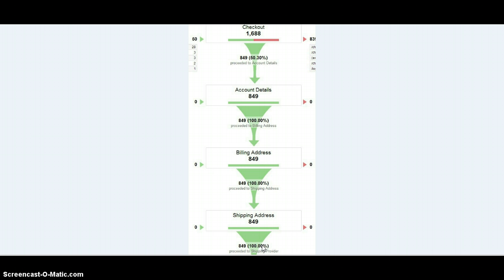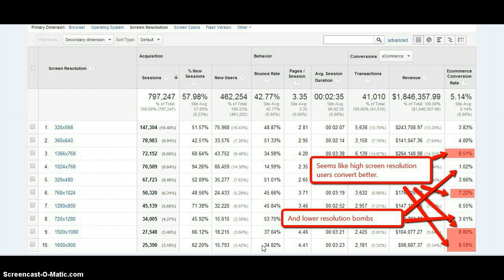The next is screen resolution and conversion and bounce. Different users have different devices and hence different screen resolution. Comparing bounce rate and conversion rate per screen resolution can give you hints about potential leaks.